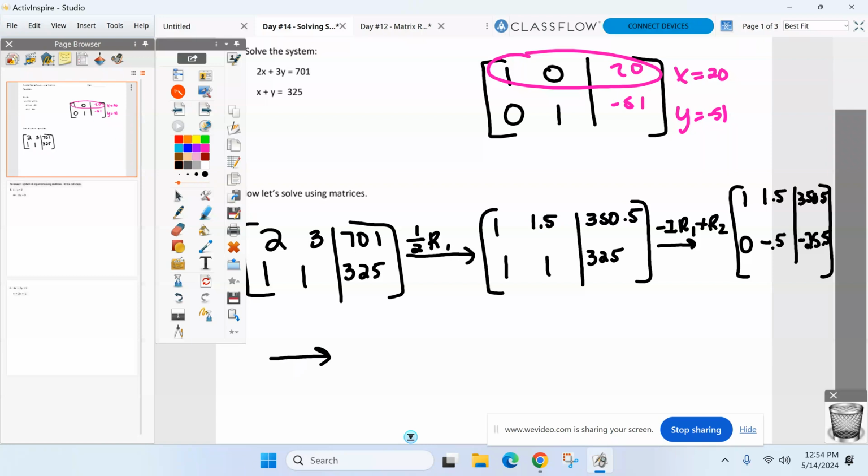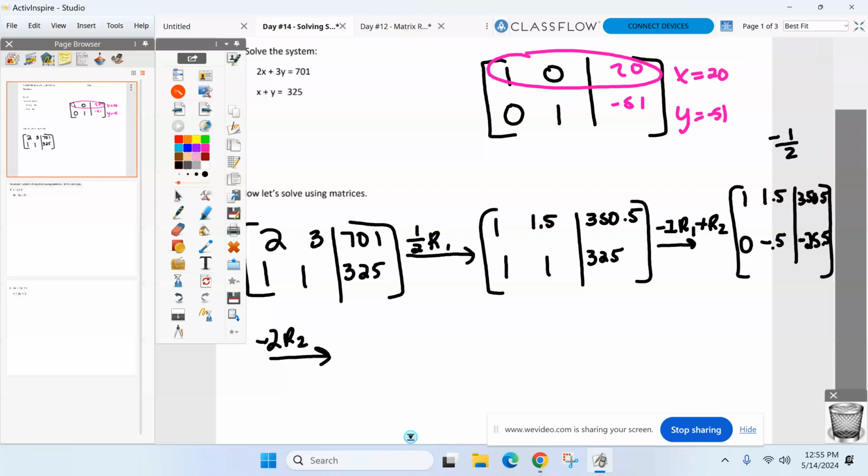Now I need this to be a 1. So that -0.5 needs to be a 1, or -1/2, let me put it that way. That's a -1/2 that needs to become a 1. Anytime I need a 1, what do I do? I multiply the row by the reciprocal. So what am I multiplying row 2 by? -2. Flip it, -2. If you ever need a 1, multiply the entire row by the reciprocal.